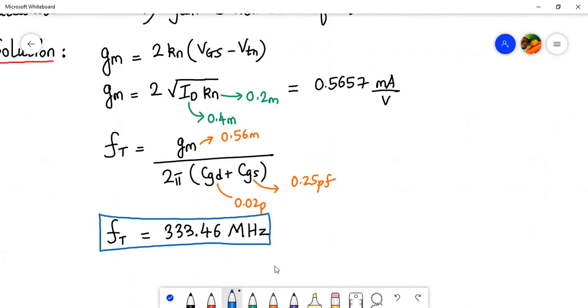And with this, we have come to the end of this session. We have completed the unity gain bandwidth expression derivation for a MOSFET, and we have solved a simple numerical on the same. So that's all for today's session. Next time we will start with the multi-stage amplifier concept. So until then, have a good day and thank you.